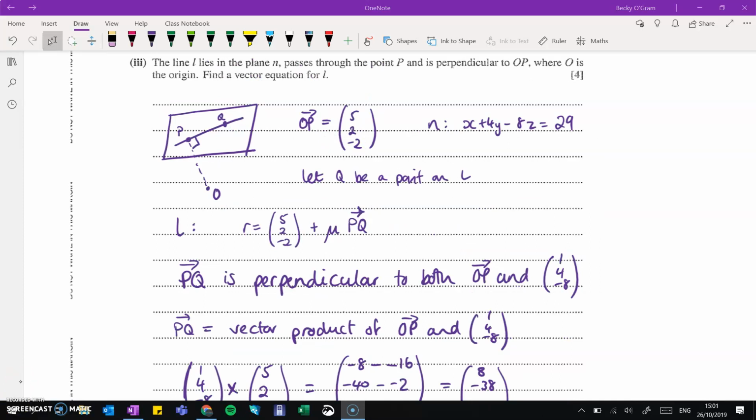Then the last part of that question is quite difficult conceptually to actually figure out what's happening. So we've got this line L that lies on the plane, and I've set that up here, passing through a point P. We know it's on the plane N, so we have the equation of N here. Now we also know that the line itself is perpendicular to the position vector OP. If the line is on the plane, it will also be perpendicular to the normal to the plane. So we've got two things that we know it's perpendicular to.